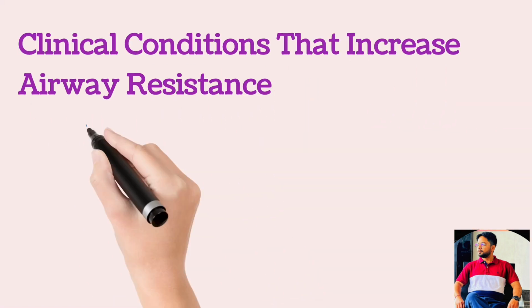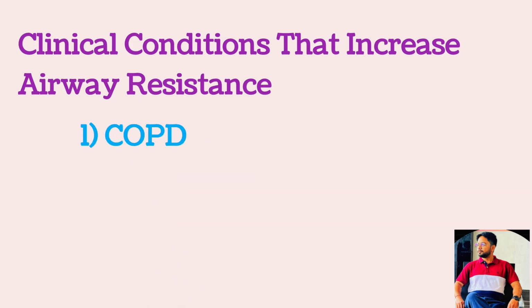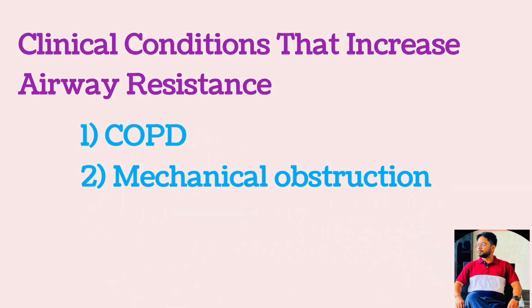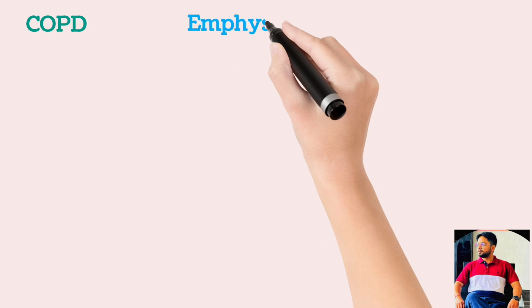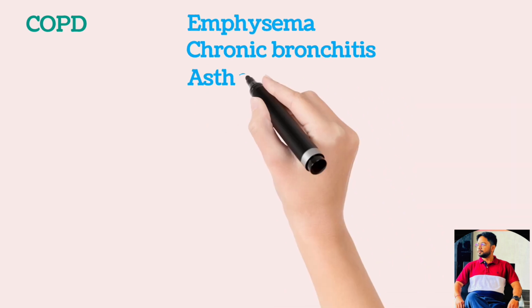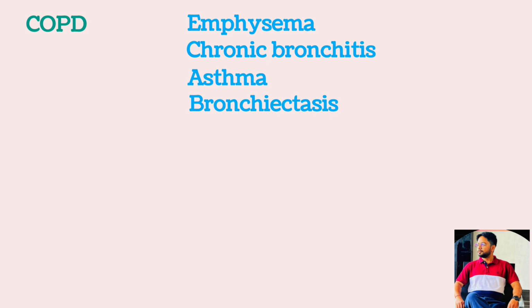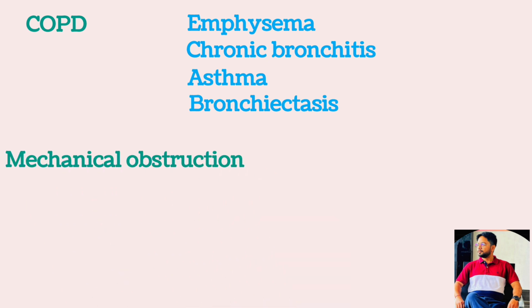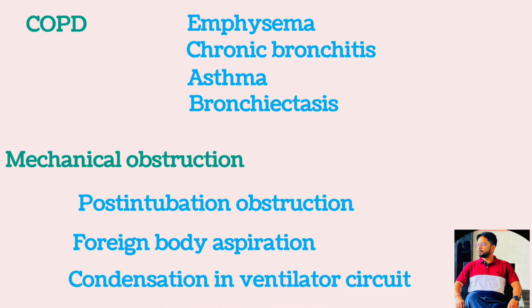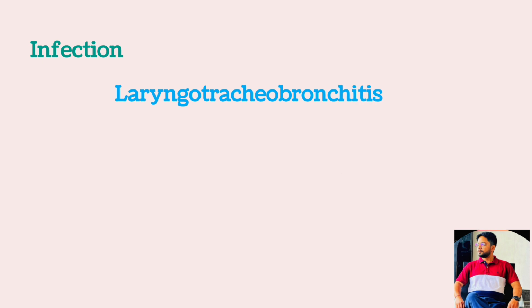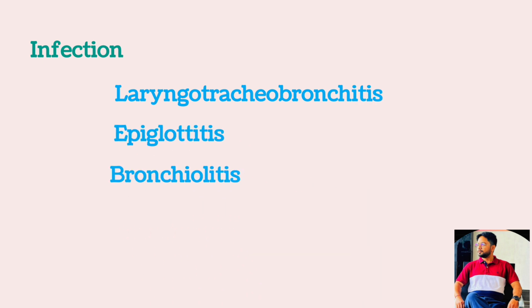Clinical conditions that increase airway resistance are COPD, mechanical obstructions, and infections. One of the most common causes of increased airway resistance is chronic obstructive pulmonary disease. This type of lung disease includes emphysema, chronic bronchitis, chronic asthma, and bronchiectasis. Mechanical obstruction is seen in post-intubation obstruction, foreign body aspiration, and condensation in the ventilator circuit. Some infectious diseases include laryngotracheobronchitis, epiglottitis, and bronchiolitis.